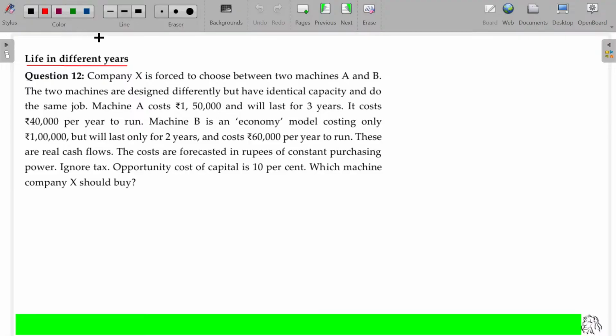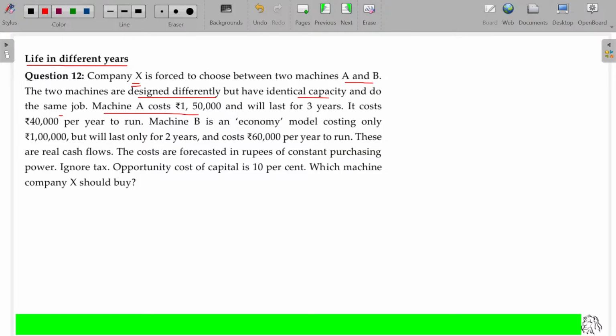Question number 12, life in different years. Also mutually exclusive projects, but life is in different years. Company X is forced to choose between two machines, A and B. The two machines are designed differently but have identical capacity, and do the same job.